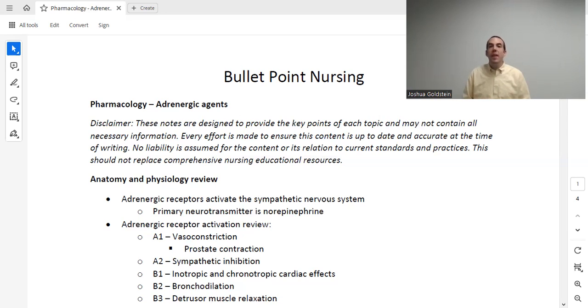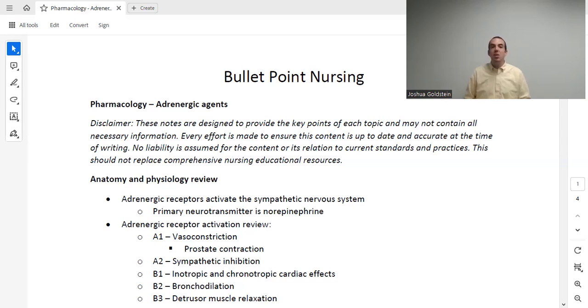Next, we have alpha 2. Alpha 2 is sort of a checks and balance on the rest of the system, because when I activate alpha 2, I'm actually blocking the rest of the sympathetic system. And that's exactly what it's used for. It's meant to be sort of a check and balance on the rest of the sympathetic response.